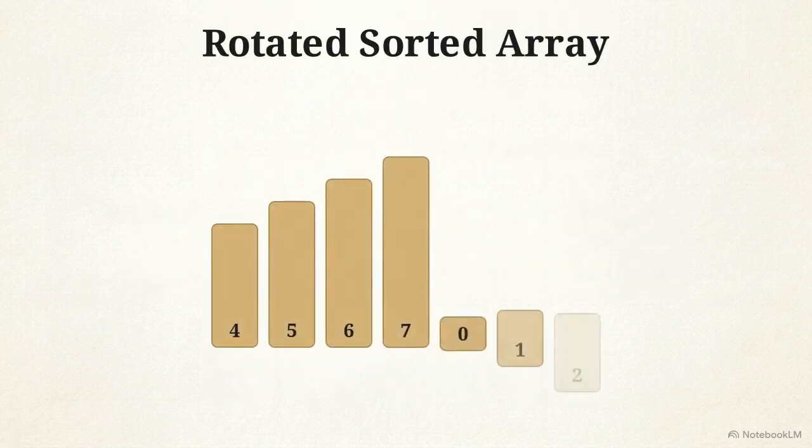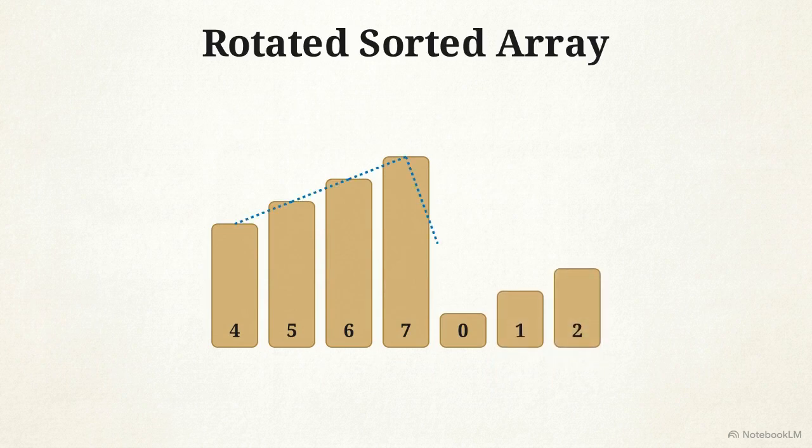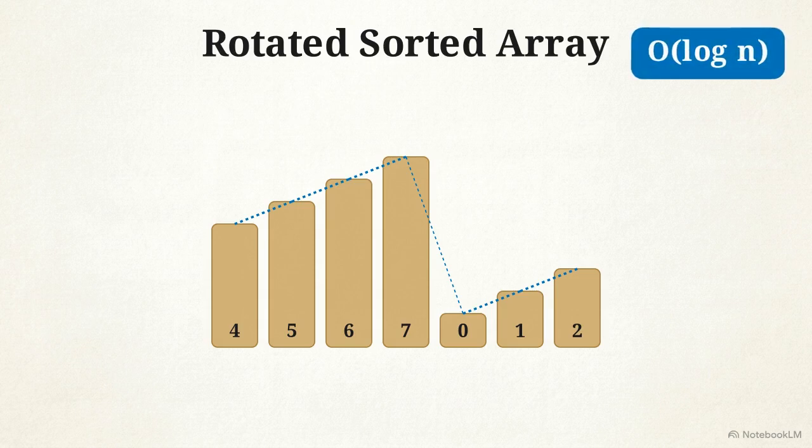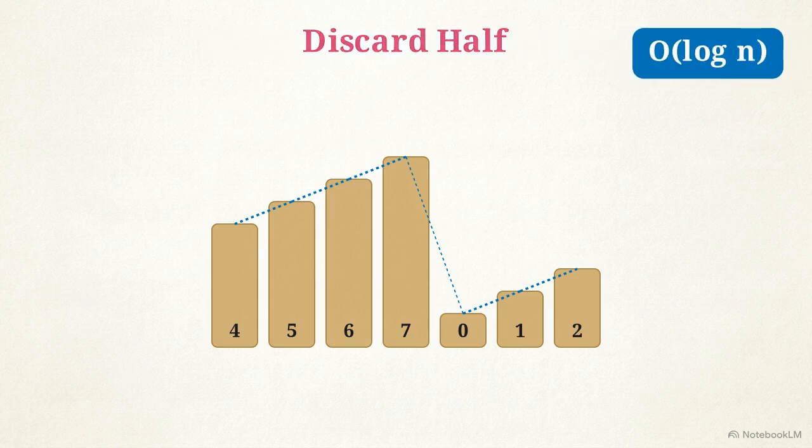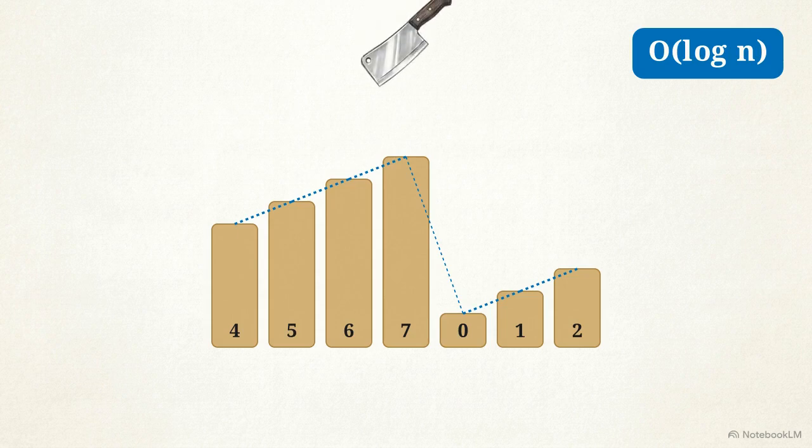In LeetCode number 33, we deal with this exact data structure, a rotated sorted array. Even though the numbers jump at a pivot point, our performance target is still O(log n). To reach that speed, we must still find a way to discard half the data with every comparison.